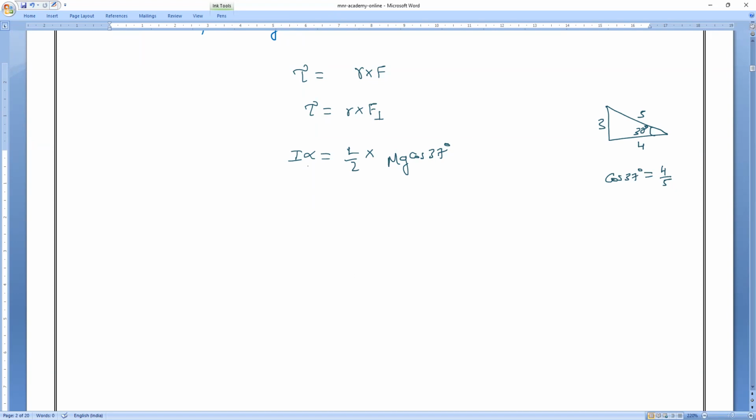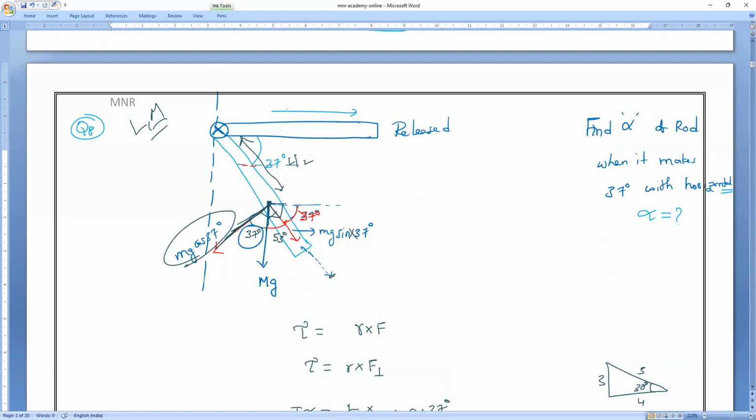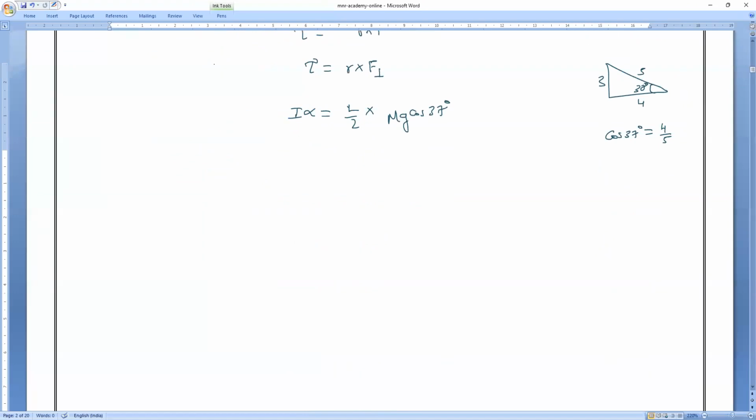Moment of inertia. What is the moment of inertia when it is rotating about this point? What is the moment of inertia? ML square by 3. Understanding? So ML square by 3 into alpha is equal to L by 2 into mg cos 37 value, 4 by 5.